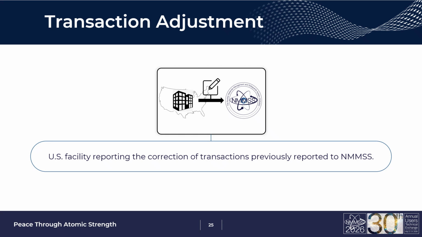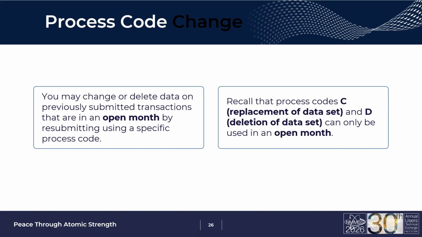The last type of transaction that we will be discussing is the adjustment, which is when a U.S. facility reports the correction of previously reported information that had been sent to NEMIS. One type of adjustment involves a process code change. You may change or delete data on previously submitted DOE NRC Form 741s that are in an open month by resubmitting using a specific process code.